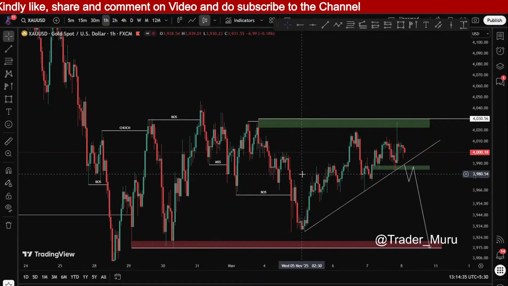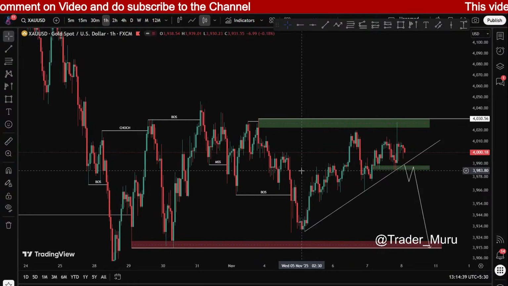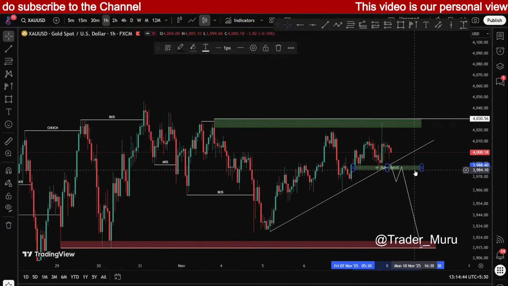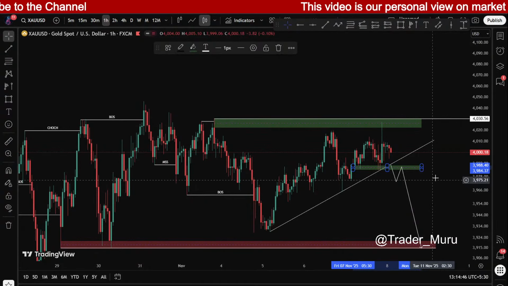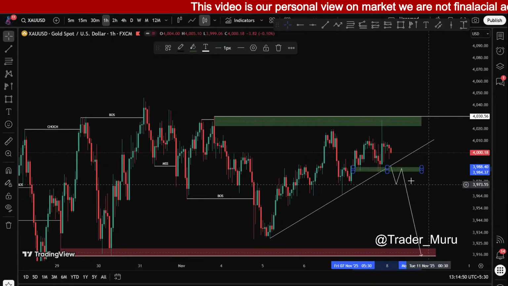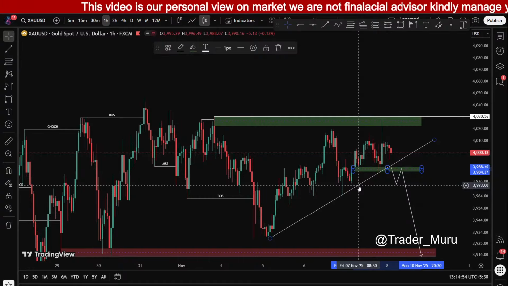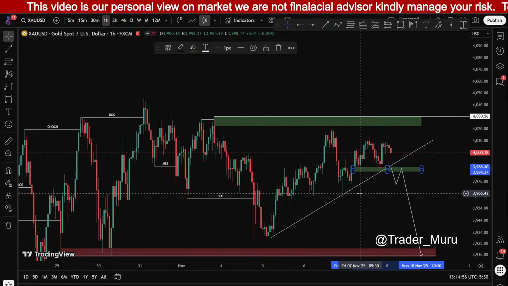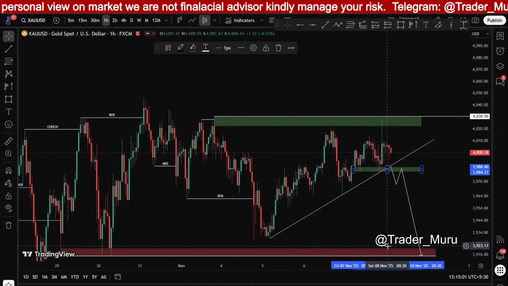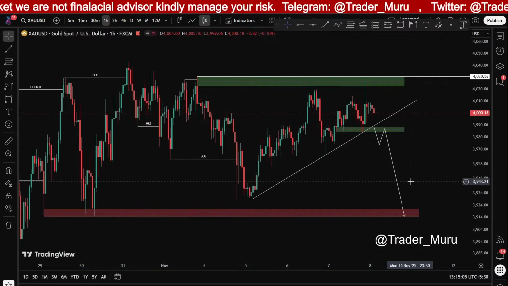If price breaks below 3886, which zone do you think it will move to next on the 4-hour time frame? If it breaks below this zone, 3988 to 3984, then it will move firstly towards this 75, and below that we have 64, and the next and final zone will be this 3915.